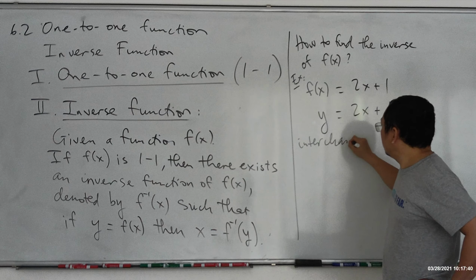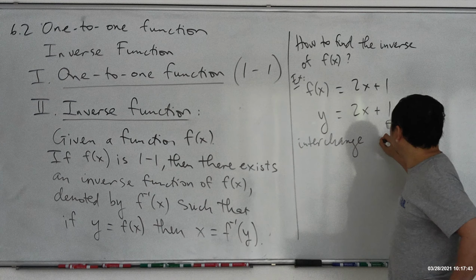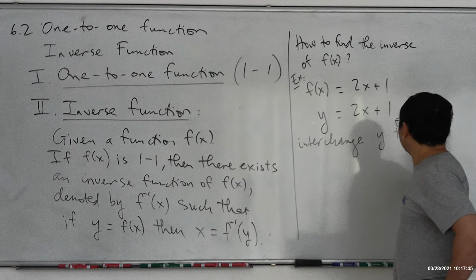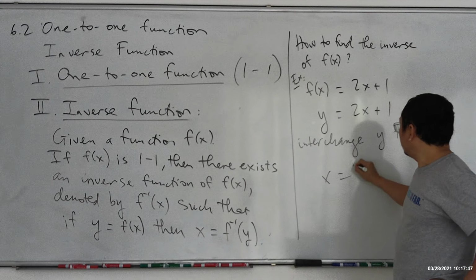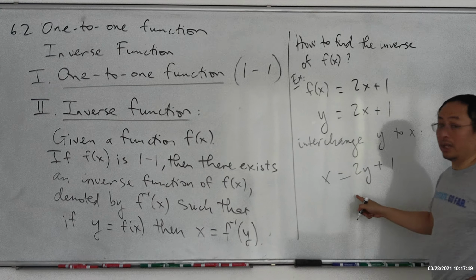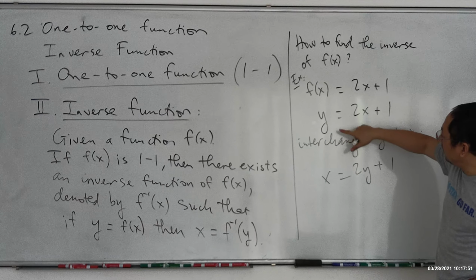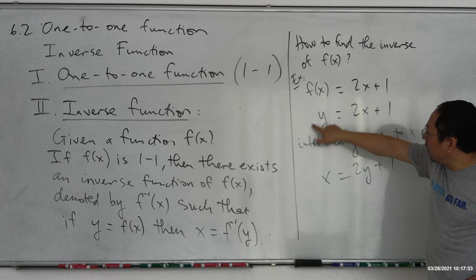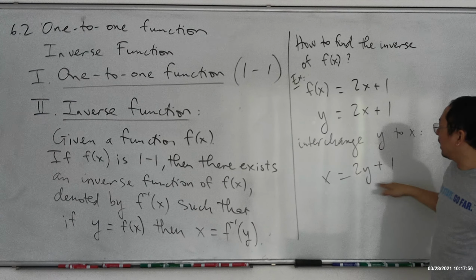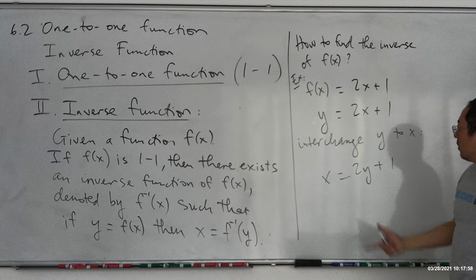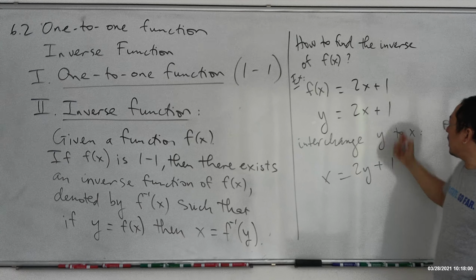Interchange y to x. Okay? So x equals 2y plus 1. This is going to be the inverse function right here. You see what I'm doing? I change output y to input x and input x to output y. And this is going to be the inverse of the original one. The original one is y equals 2x plus 1.